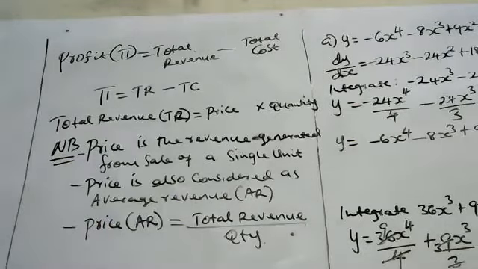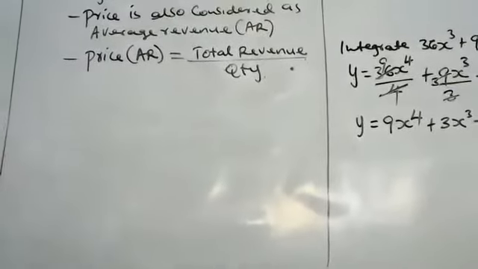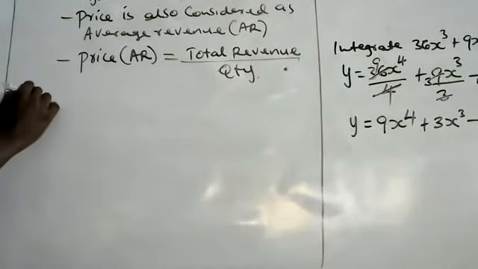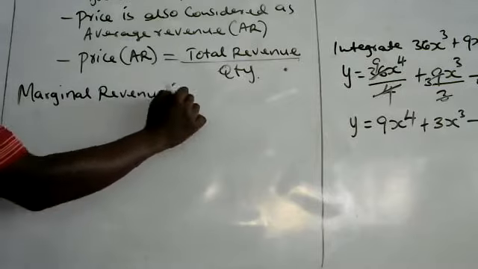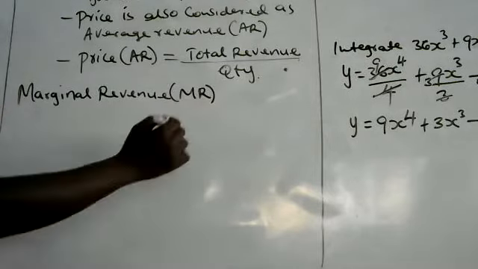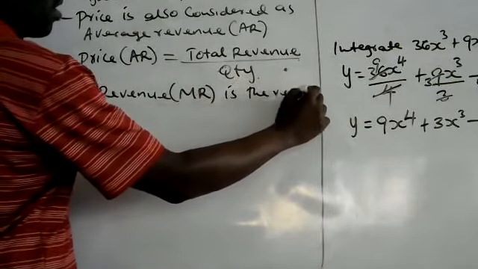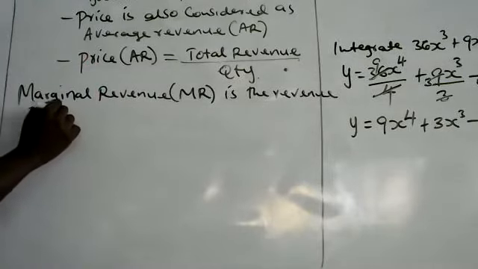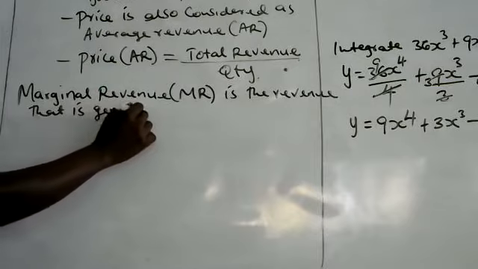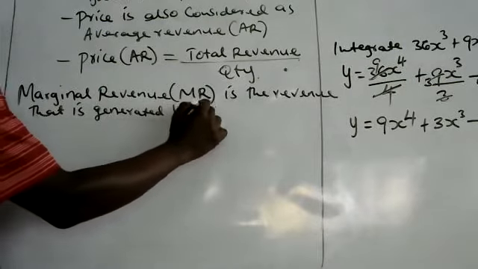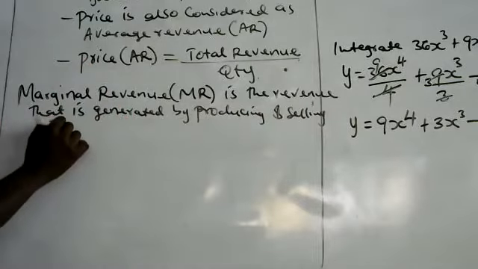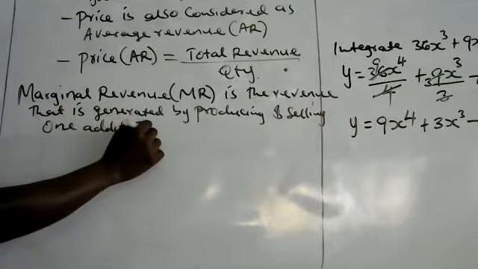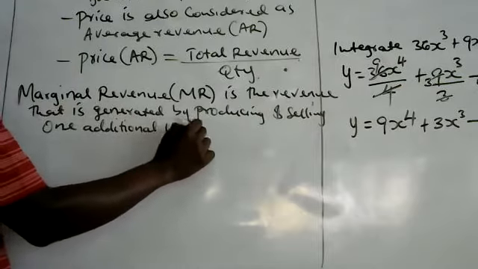That is what we need to understand. On the same note, you can say this marginal revenue, normally denoted as MR, is the revenue that is generated by producing and selling one additional unit.